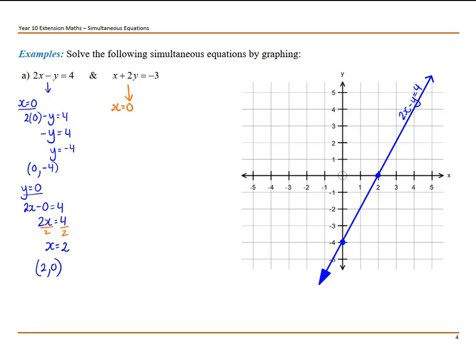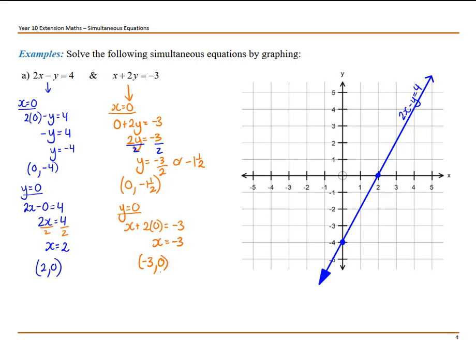So now let's do our other equation. Start with x equals 0. So we've got 0 plus 2y equals negative 3. 2y equals negative 3. So divide both sides by 2. So y equals negative 3 over 2, or negative 1.5. So our first point is 0, negative 1.5. We then find the x-intercept, so y is 0. So we've got x plus 2 lots of 0 equals negative 3. X equals negative 3. So we've got negative 3, 0.